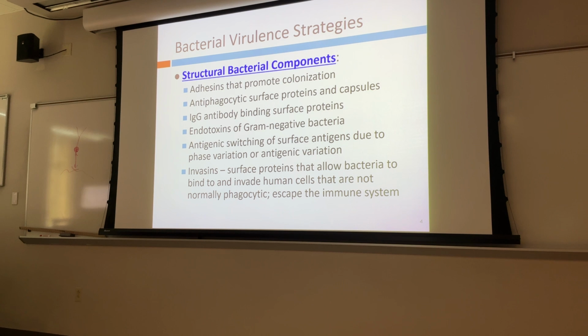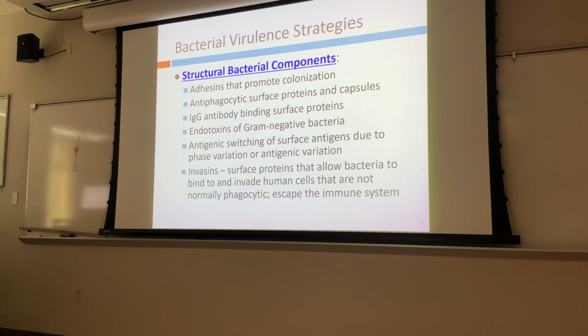Endotoxin we talked about. Antigenic switching we have not talked about a lot. There are two examples of that. One of them is called phase variation. These terms kind of get switched around back and forth. Phase variation means that the microorganism is going to change what it's expressing. So it's either going to be making it or it's not going to be making it. So phase variation is more of an on or an off.